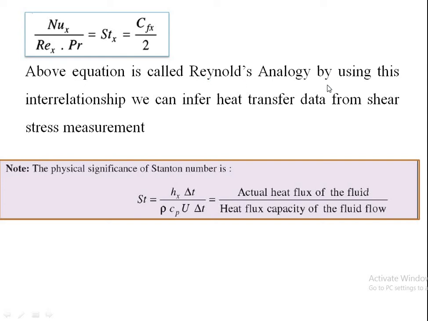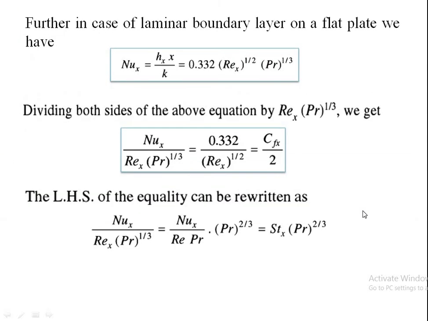By using this interpretation, we can infer heat transfer data from the shear stress measurement. What does this Stanton number signify? The Stanton number is equal to h suffix x multiplied by delta T divided by rho cp u multiplied by delta T, where h suffix x delta T is nothing but the actual heat flux of the fluid, and rho cp multiplied by u delta T is nothing but the heat flux capacity of the fluid flow.